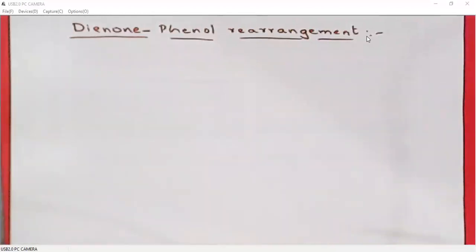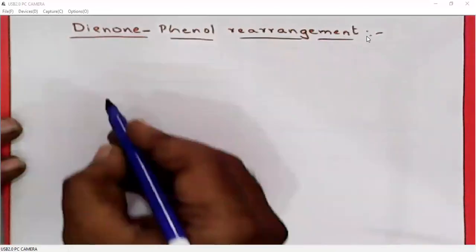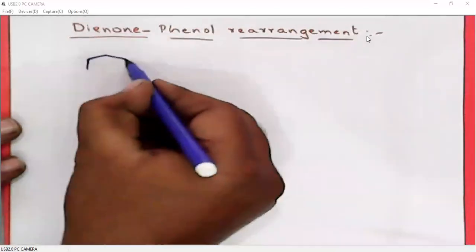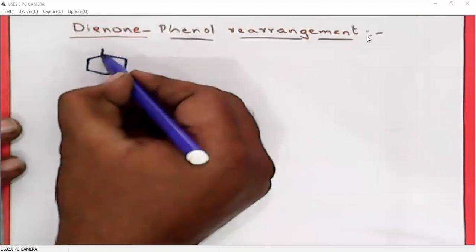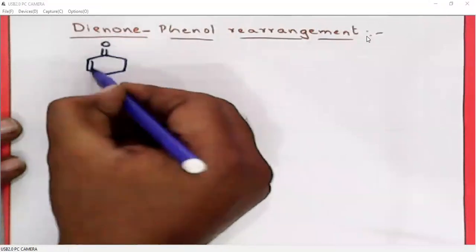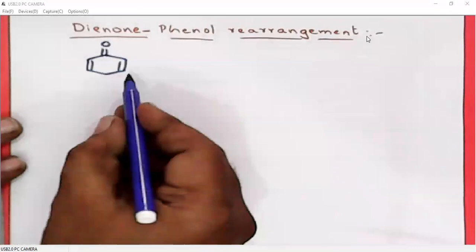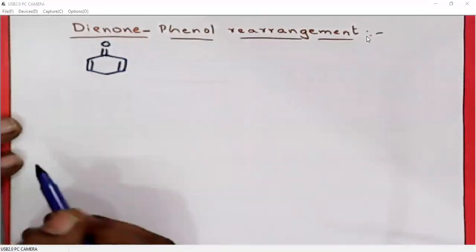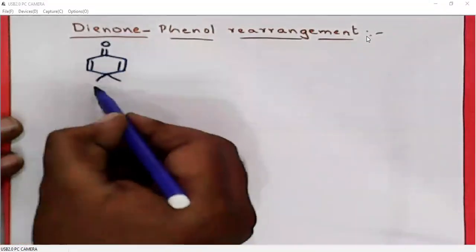Now we will discuss dienone phenol rearrangement. What is dienone phenol rearrangement? This is two double bonds, di, and ketone, one. So it is what is called dienone.